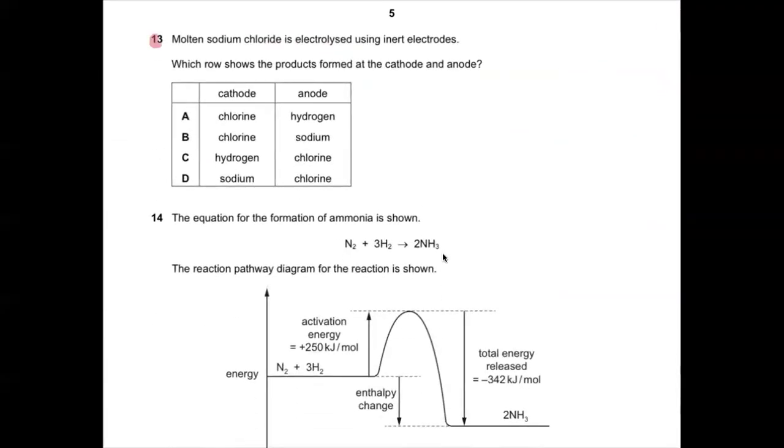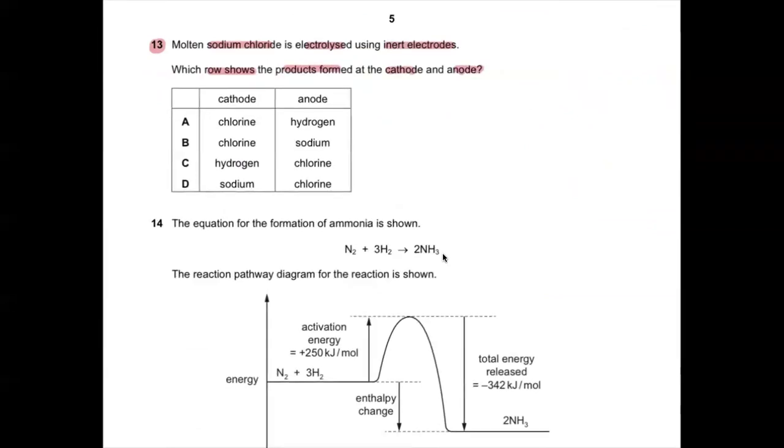Now MCQ number 13. Molten sodium chloride is electrolyzed using inert electrodes. Which shows the products formed at cathode and anode? So if you recall, it's molten sodium chloride. So at the cathode, we will get sodium, and at the anode, we will get chlorine. So cathode sodium, that's it. Only D has sodium. So A, B, and C go wrong, and D is the correct answer.